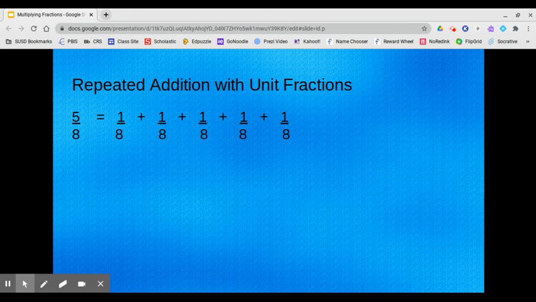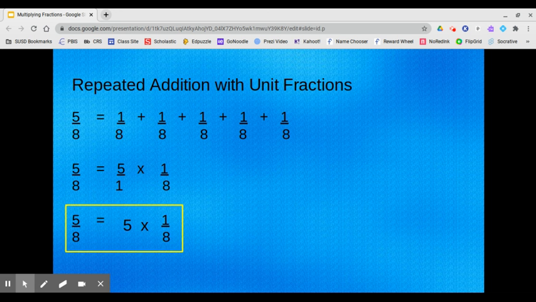And because we know multiplication, as usual, is always repeated addition, we can also write all of this repeated addition as multiplication. So instead of saying 5/8 equals 1/8 plus 1/8 plus 1/8 plus 1/8 plus 1/8, we can say 5/8 equals 5 times 1/8. So for our final answer, 5/8 equals 5 times 1/8.